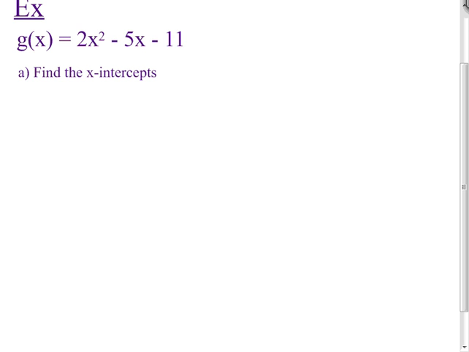So an x-intercept occurs when y is 0, or in this case, g of x is 0. So I'm going to put 0 in there. 0 equals 2x squared minus 5x minus 11. So now I have to go through and solve this. Since it's 0 equals, it is an equation, I can solve this one of two ways. If you remember back, we can either do factoring, or I can do the quadratic formula.